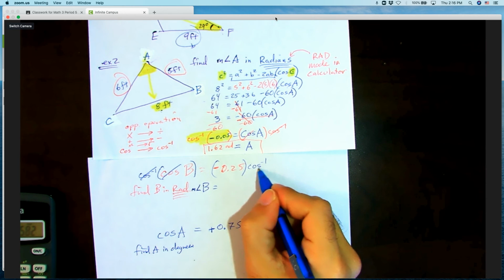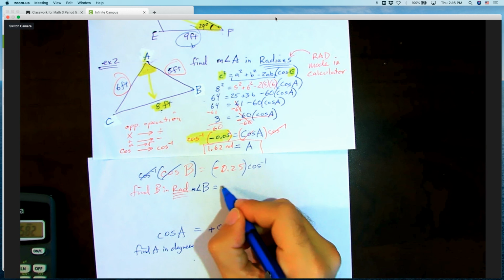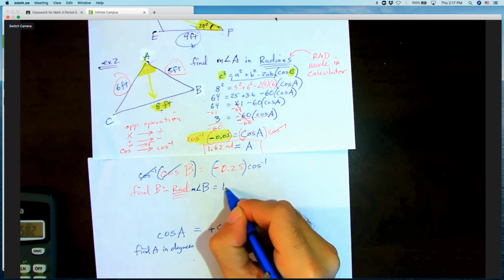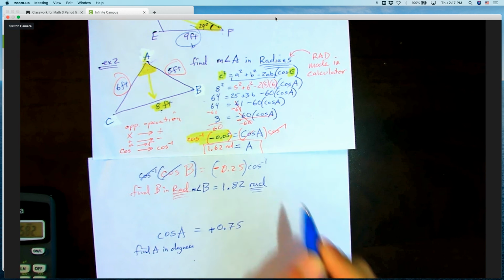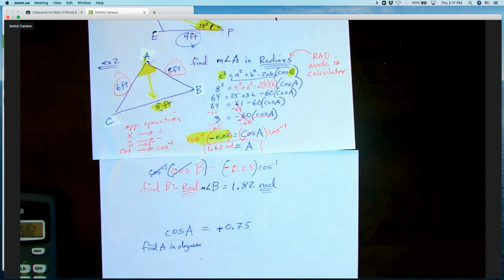Okay. When you take the inverse cosine of negative 0.25, you're going to end up with 1.82. Make sure to label it radians. You got to say it's radians. Otherwise, I might think it's a really small angle, like 1.82 degrees. Not the same.